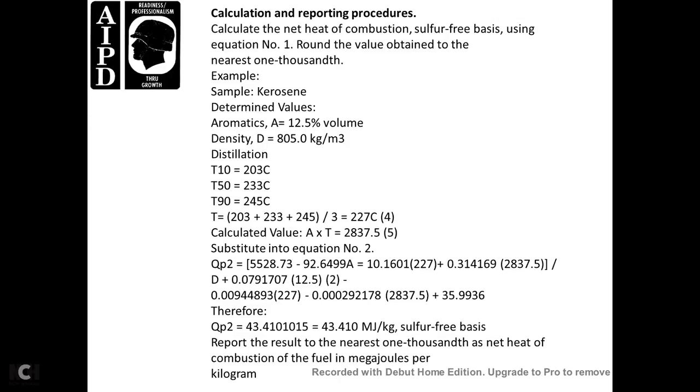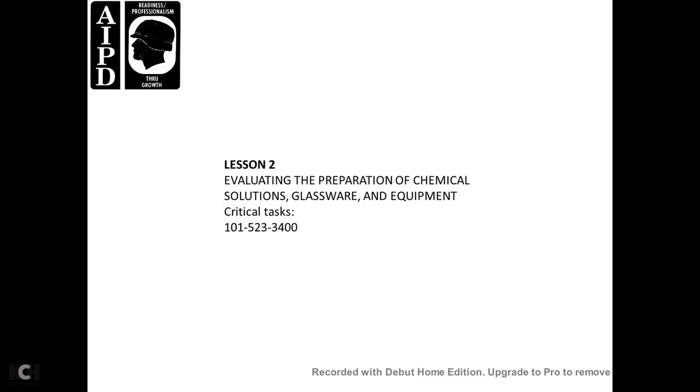Calculated value: A times T equals 2,837.5. Substitute in equation number 2 and report the result to the nearest 1,000 as the net heat of combustion of the fuel in megajoules per kilogram. Lesson 2, evaluating and preparing chemical solutions in glassware equipment.